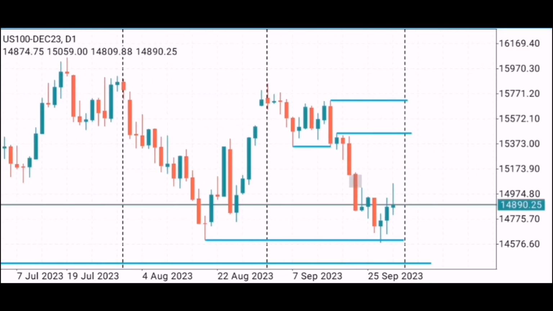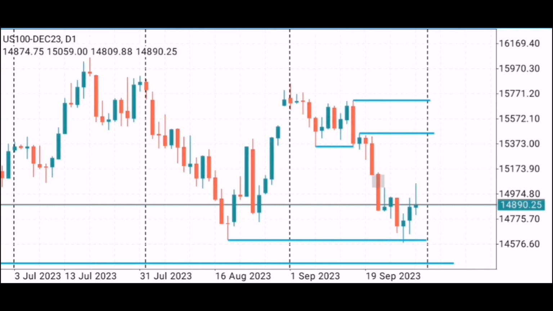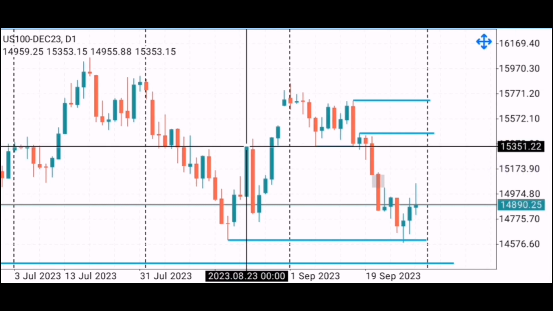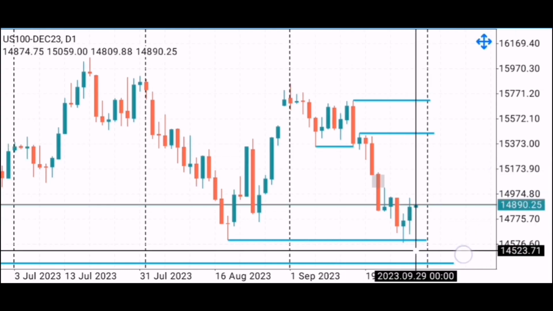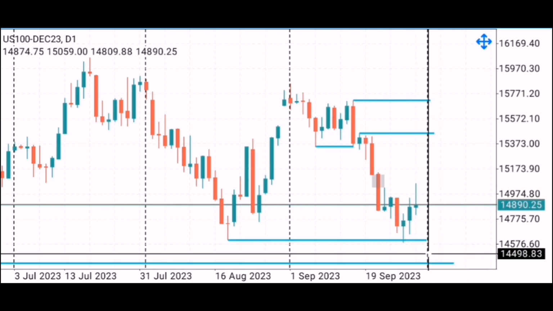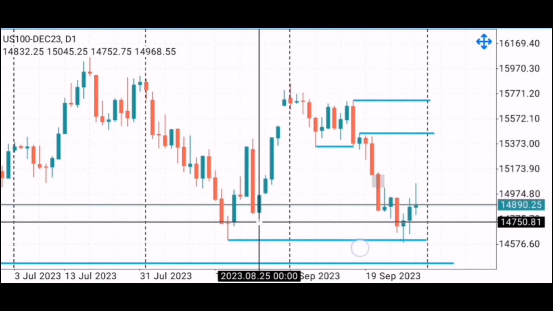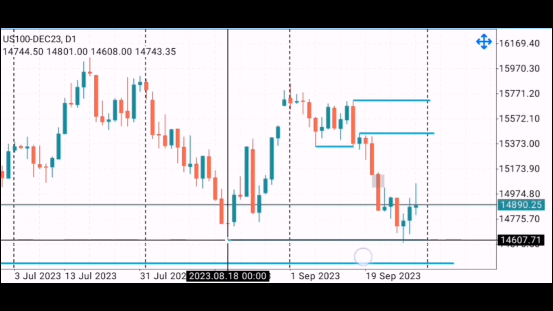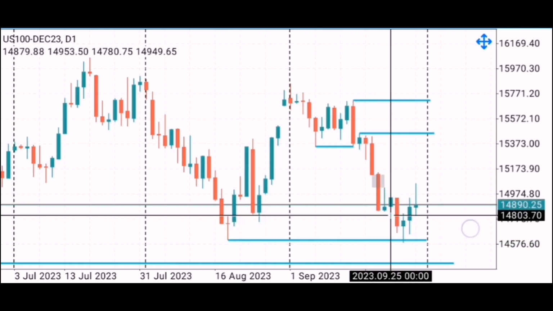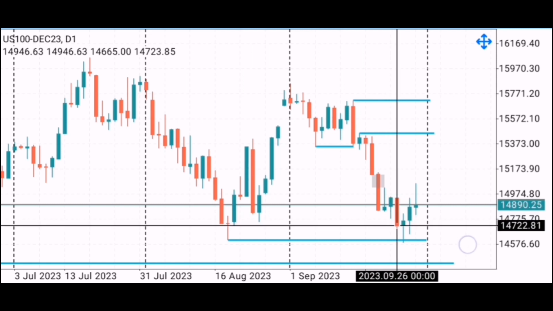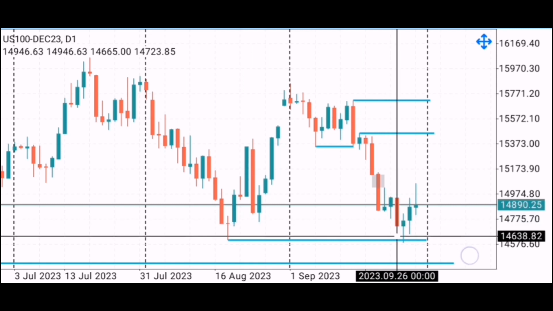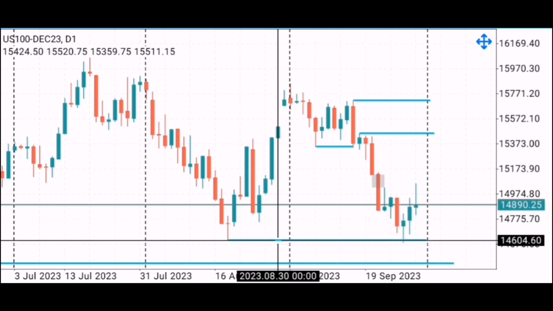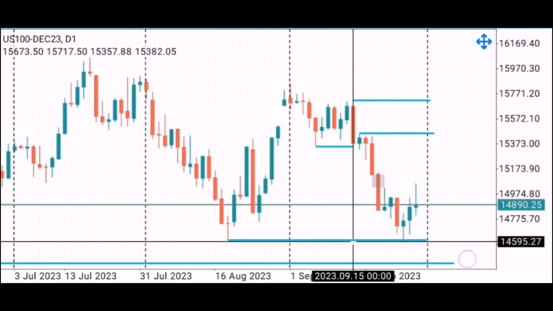Now we are observing the US100, just like the US500. I'm expecting price to continue trading to the downside. Last week we were anticipating for price to crash to the downside, trade through this level, and potentially into this one. Price indeed broke structure to the downside and continued momentum to the downside and traded into this level over here.